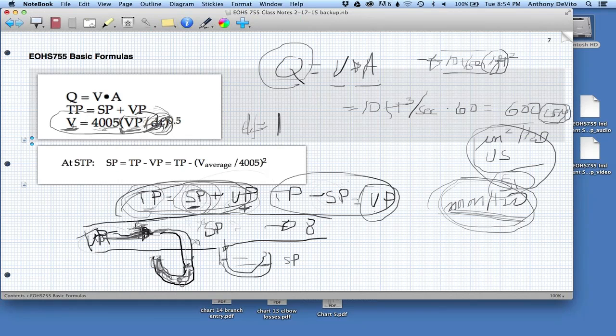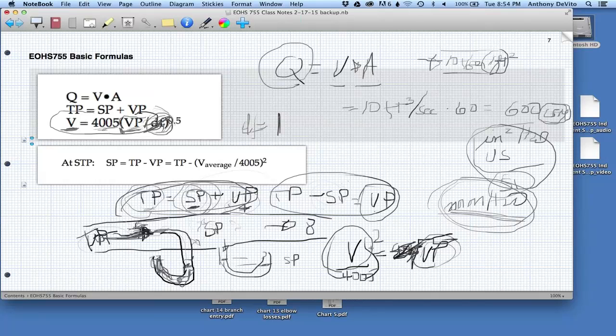Similarly, if we know what the velocity pressure is, we can calculate the velocity of the air. If we know what the velocity is, we can calculate the velocity pressure. How would you do that? Divide by 4005 on both sides, take away the square root here, and take this whole thing and square it. And that's what the velocity pressure is equal to. It's equal to the velocity of the air over 4005 and the whole thing squared.